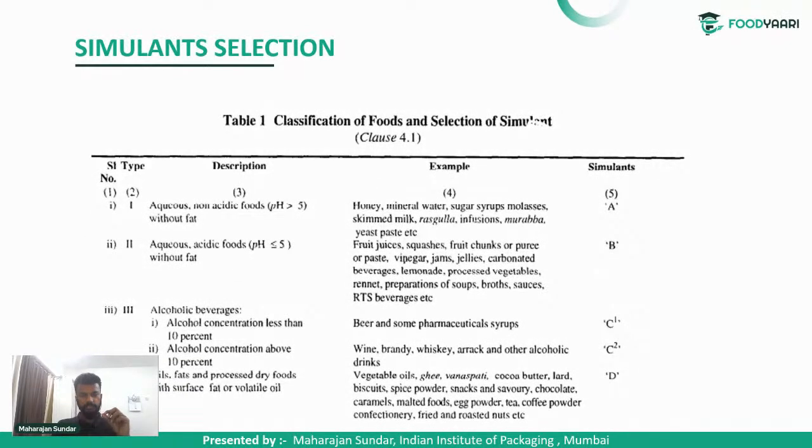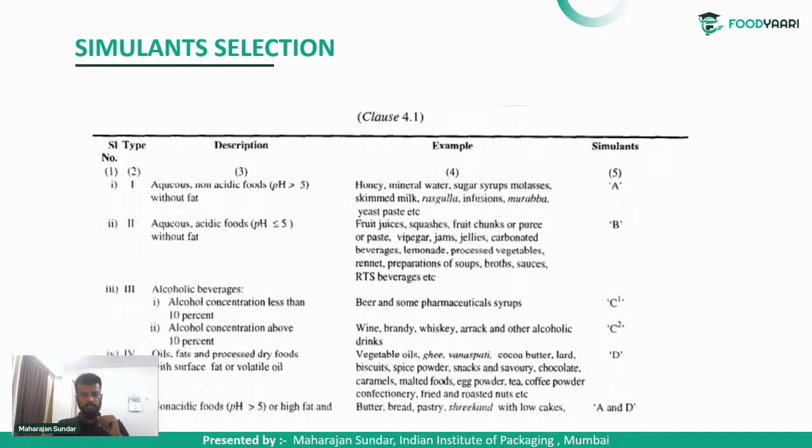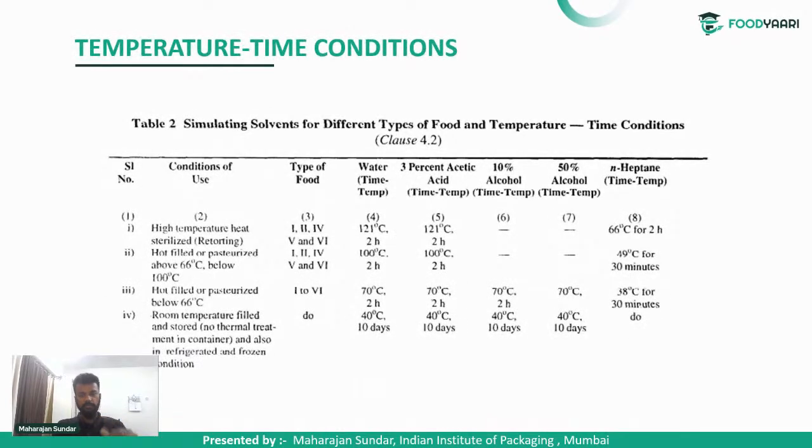if it is pH is greater than 5, simulant A should be used. Now consider here the simulant, the pH of the product is greater than 5. So that we have to use the water, distilled water as the simulant. The standard time temperature range is 121 degrees Celsius for 2 hours.